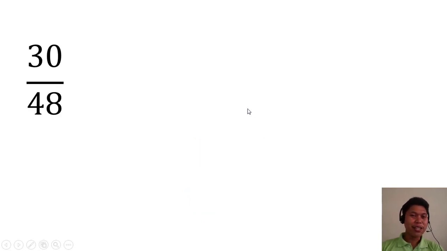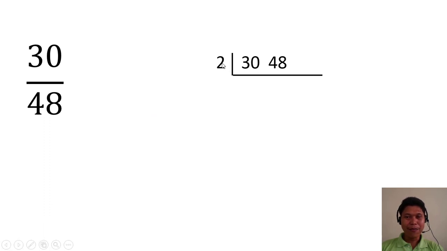And the last one, before we'll end, we have 30 over 48. Go! Okay, so 30 over 48, ayan. We have divided by 2. 30 divided by 2 is 15. 48 divided by 2. Ganito, isa-isahin natin. 4 divided by 2 is 2. And 8 divided by 2 is 4. So, 24. And then, hindi pwede sa 2, pero pwede sa 3.